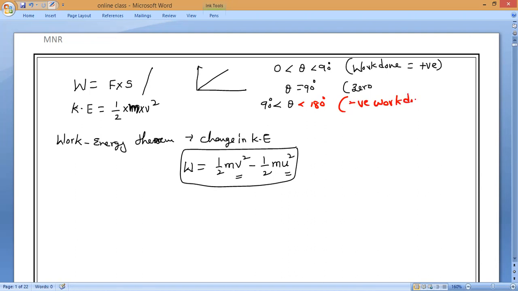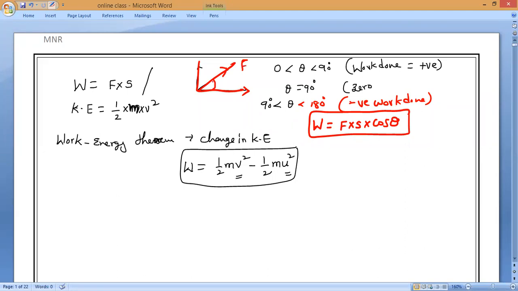So what is the formula for these cases, when the force and displacement are at a particular angle? Work done is equal to force into displacement into cos theta. This is the formula when we apply the force at an angle theta with the displacement. These are the things we studied, the types of work done.